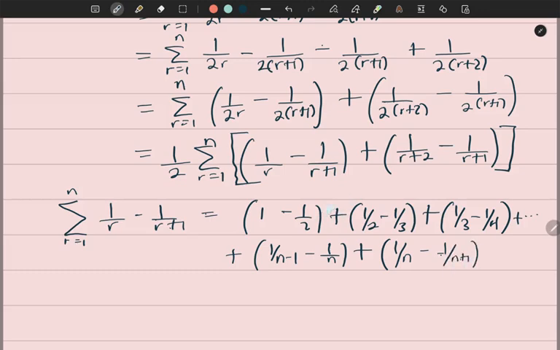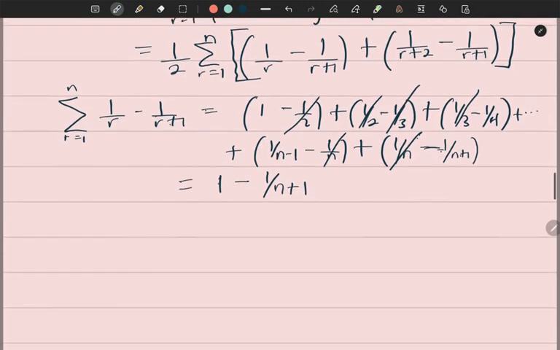So you observe that these terms cancel each other. We are only left with the first and the last terms. 1 over n also cancels 1 over n. So this is 1 minus 1 over n plus 1. Exactly. So that is the result for this expression. When you simplify this, this is what you are going to get as the final answer.